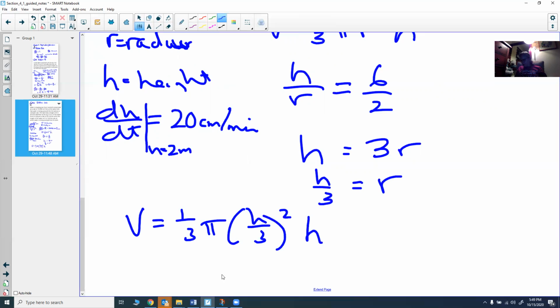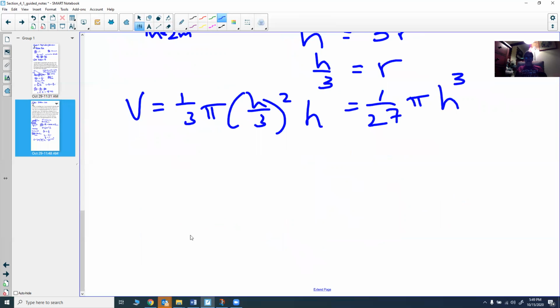So we now have that information, and we can write this out. 3 squared is 9, times 1/3 is 1/27. So pi times h squared times h gives h cubed. So we have this as our function for the volume. Now we can look at dV/dt. We want to find dV/dt.